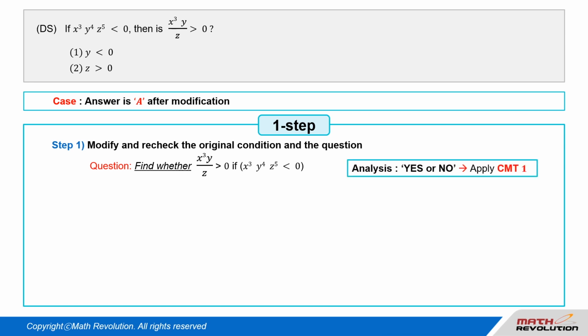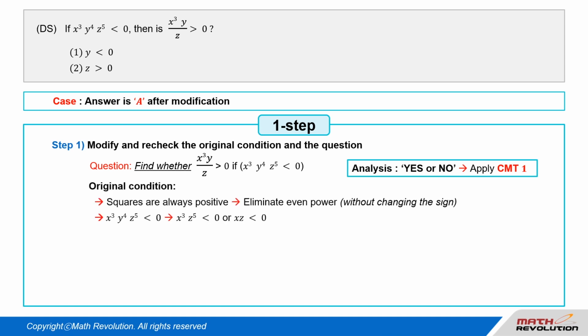We have to apply CMT1 as we are looking for a yes or no answer. Now, we know that squares are always positive, so any even power can be eliminated from an equation without changing the sign. So, x cubed times y to the fourth power times z to the fifth power is less than 0 means x cubed times z to the fifth power is less than 0, or x times z is less than 0. This further tells us that x and z have opposite signs.